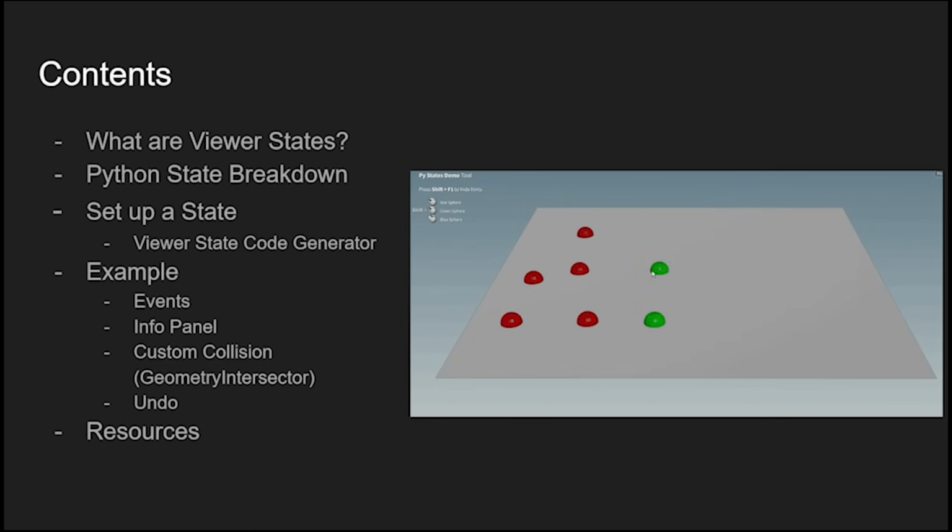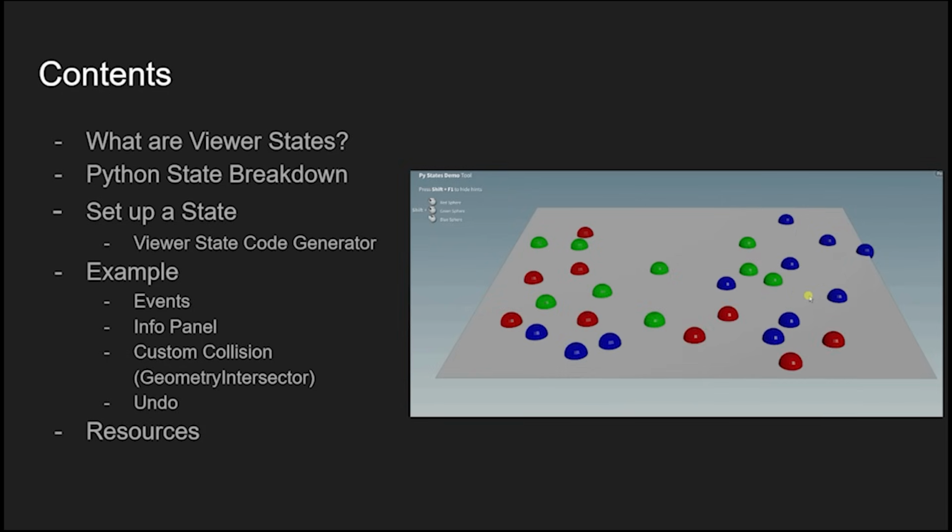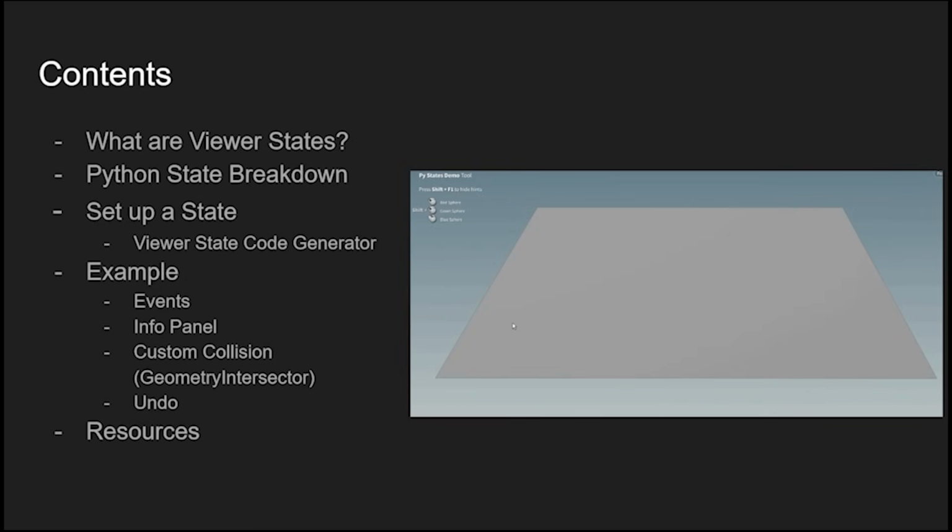So here's a quick overview about what to expect from this presentation. We're first going to talk about what viewer states are. Then we'll break down how a Python state is structured and how to set up a state using the viewer state code generator. From there, we'll use what we've learned to walk through an example of how you can create the viewer state to your right. At the end, I'll share a few more resources on how you can continue to learn more about Python states.